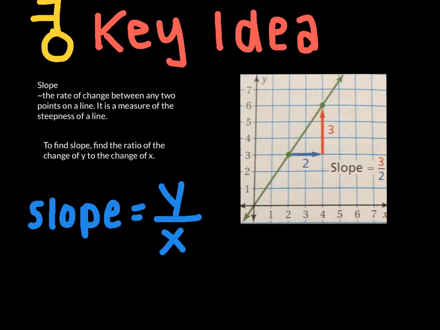Okay, so if we look at this graph over here, we see that we have the points 3, which is right here, and 2. Okay, so our y is 3, so we put 3 over 2. So the slope is 3 over 2. Okay? It's really easy to kind of catch on to. So you just put your y over your x.